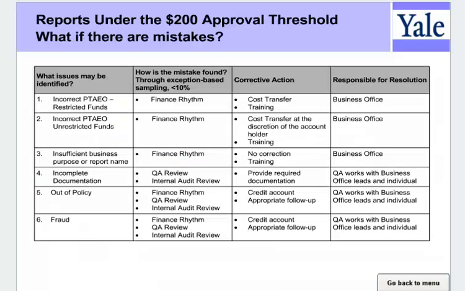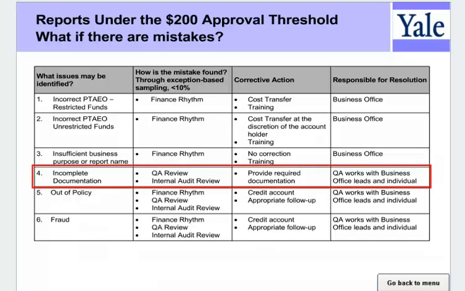If mistakes are found on an expense report, corrective action will be necessary. The table includes many issues that may be identified on expense reports under $200, how the mistake is found, the resulting corrective action, and the person responsible for resolution. For example, incomplete documentation is uncovered through either the QA or internal audit review process. The problem is corrected by providing the missing documentation.